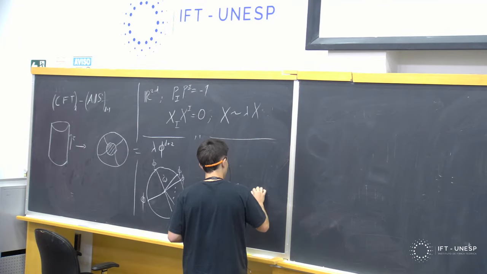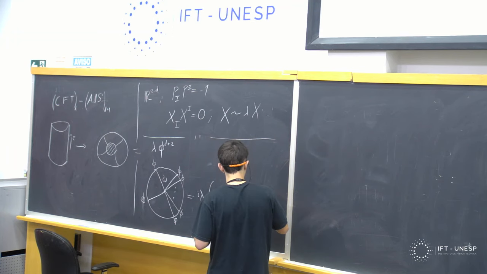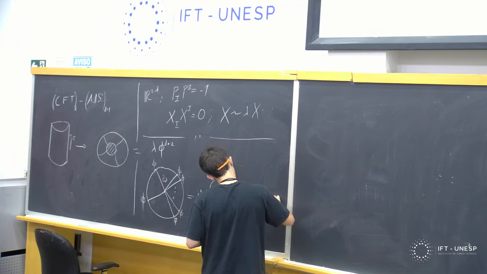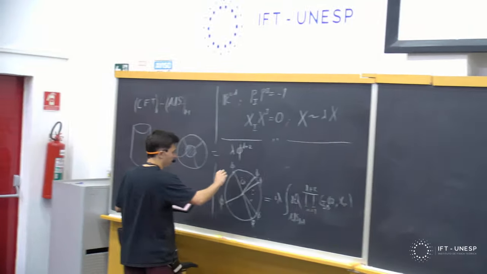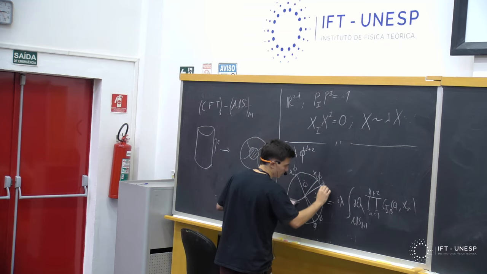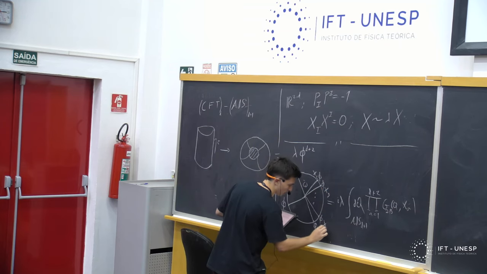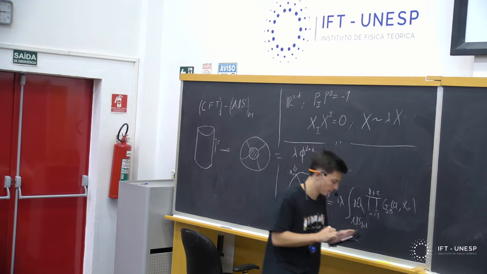And we will then be concerned with the following integral. Okay, here x_A are the points in the boundary in which our operators are localized. So that we have the following, and so on until x_{d+2}.